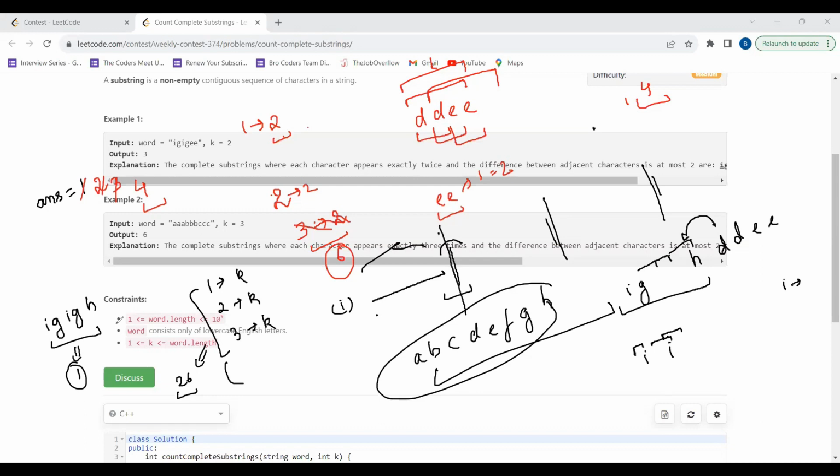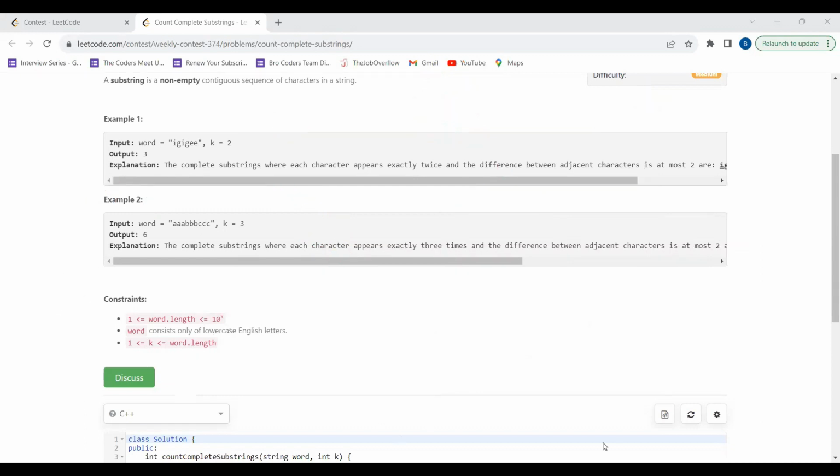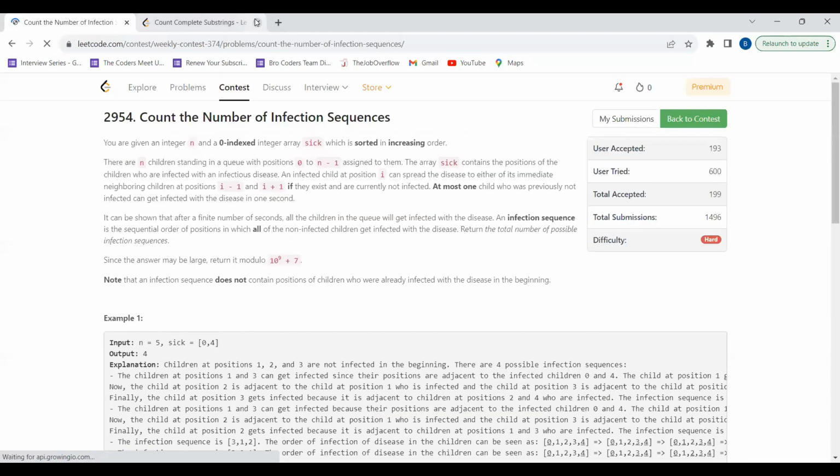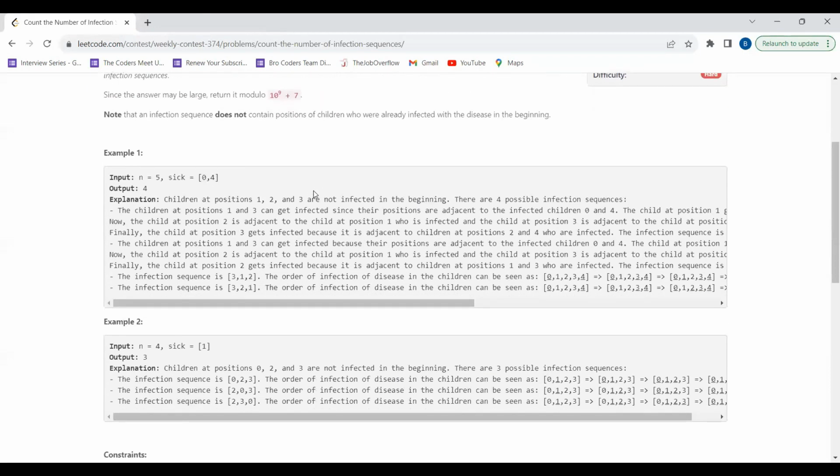Okay, so this was a really very good question. And it is not something which can't be asked, it can be asked. So you better prepare yourself for this kind of problem.